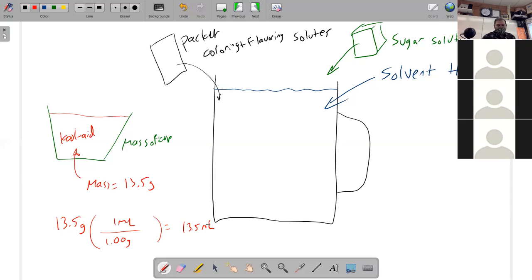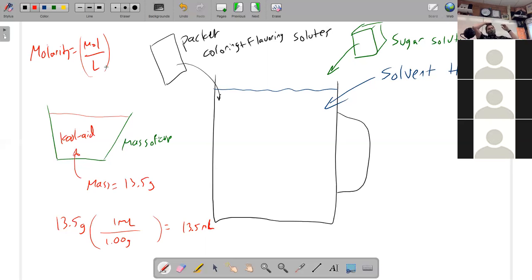But you know that molarity has to be in the unit moles per liter. So this 13.5 milliliters is an appropriate volume to either measure or derive in lab, but it's not appropriate for calculating molarity because molarity has to be in moles per liter. So the volume in milliliters has to be converted into liters.